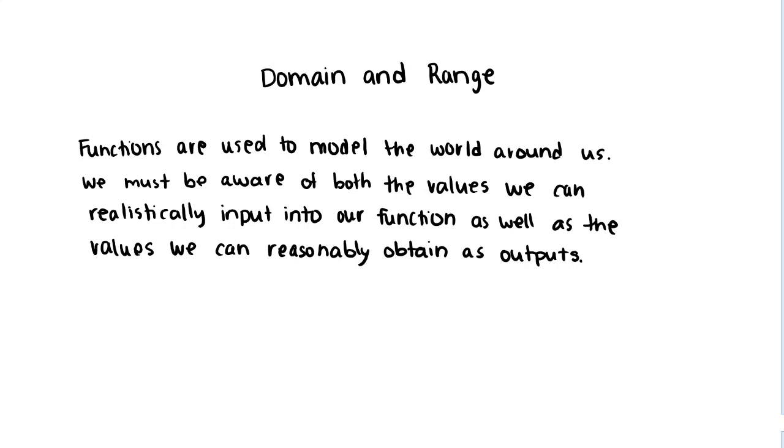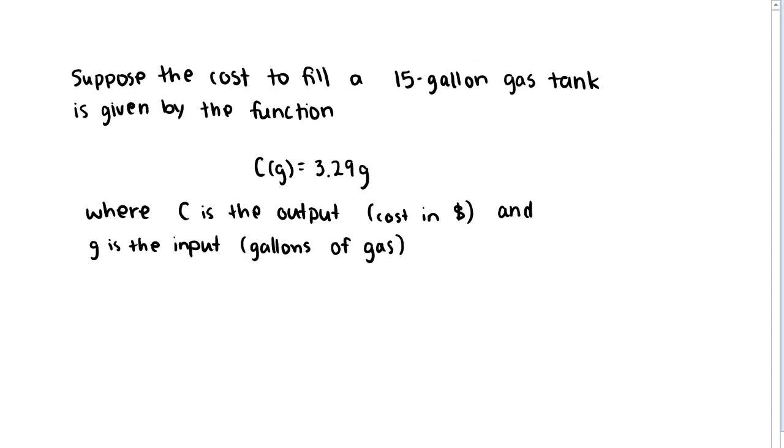Hey everyone. So in this video, I'd like to talk about domain and range. We're going to be using functions to model the world around us. And if we want to use these things effectively, we really should be aware of two things: the values we can reasonably input into our function, as well as the values that we can reasonably get out of our function. And here, I can illustrate what I mean in this friendly example.